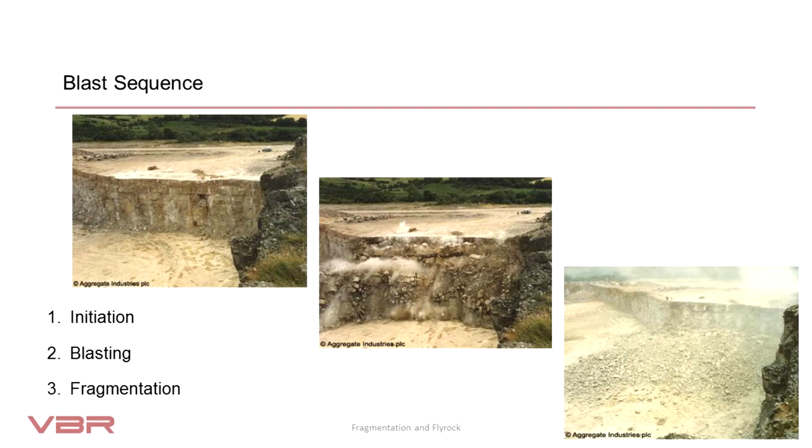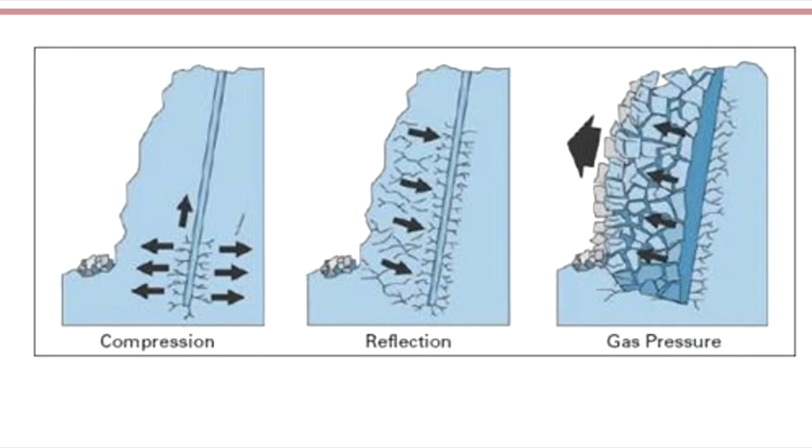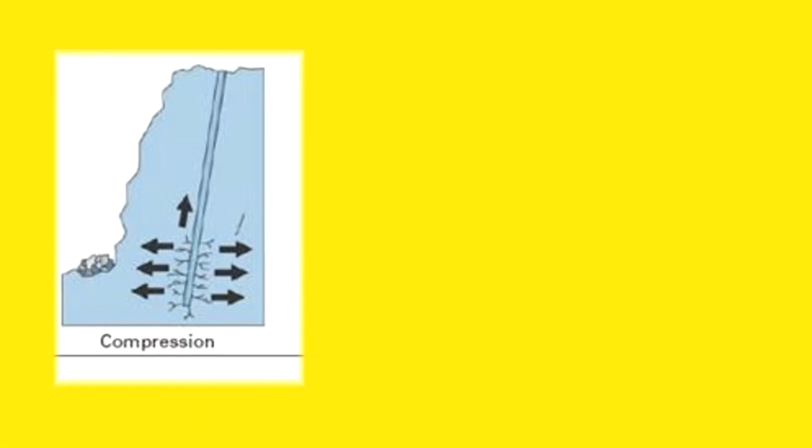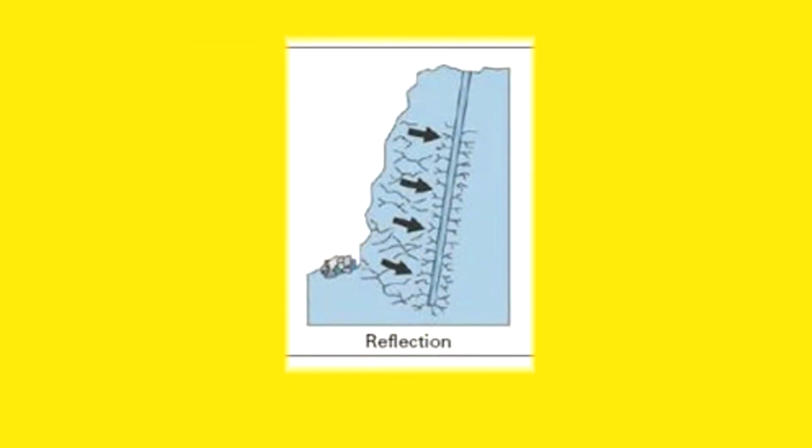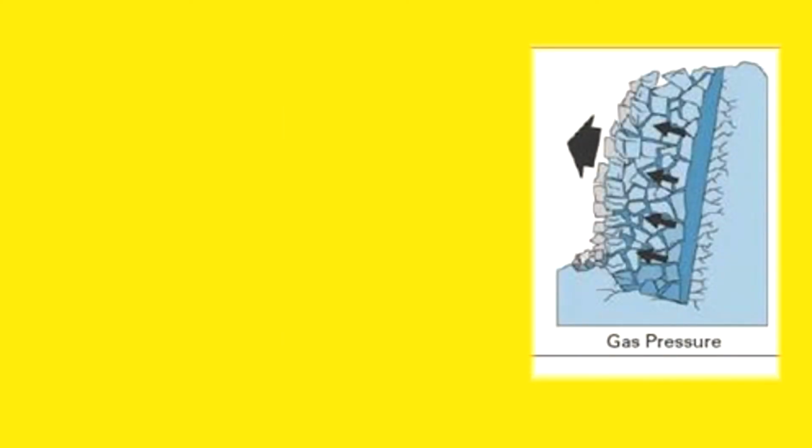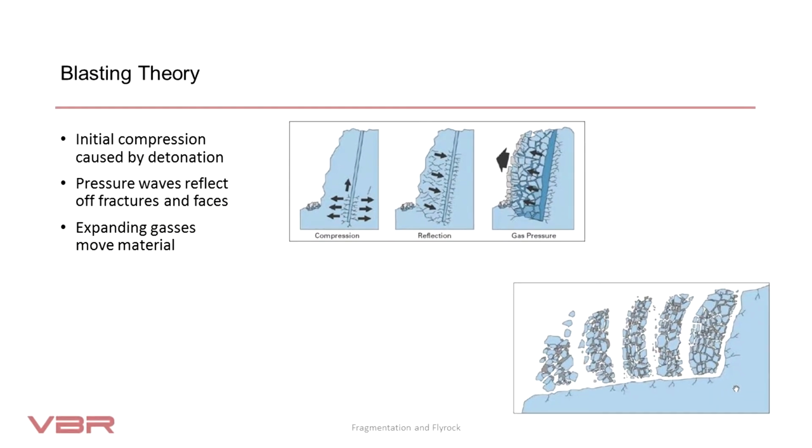The blast sequence follows 3 steps: initiation, blasting, fragmentation. Initial compression caused by detonation. At this point, the detonation creates gases which fracture the rock. The inertia and mass of the material reflects the pressure waves, and this is when the expanding gases push off the material towards the least resistant side, the quarry face. At this stage, the collapse of the quarry face also produces secondary fragmentation of the material falling onto itself.